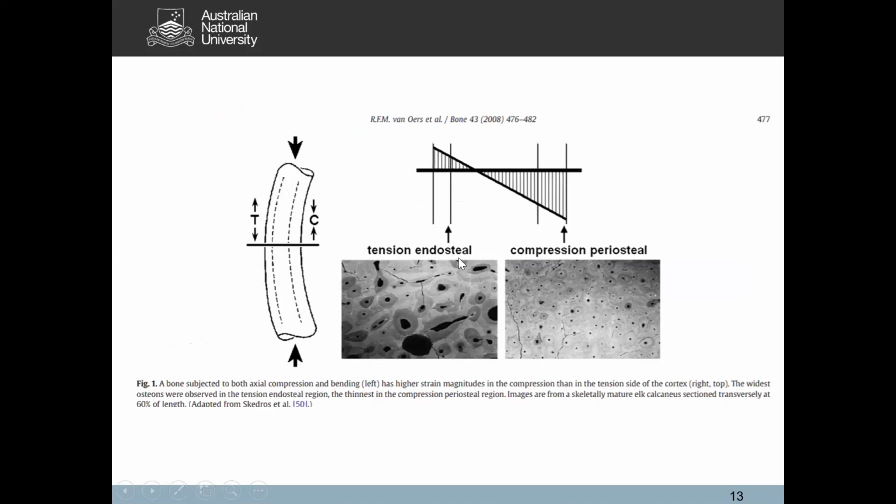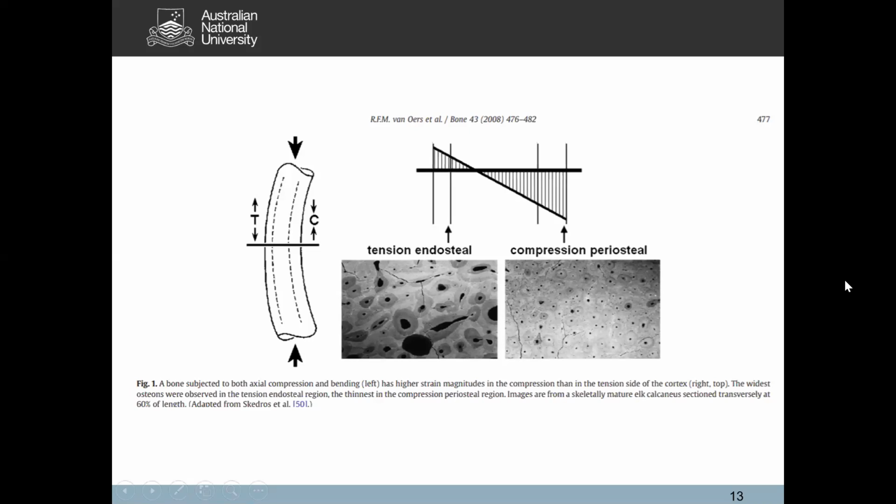So they've observed that endosteal sites that experience mainly tension actually tend to produce larger and wider secondary osteons compared to sites that mainly show compression. And this is from one individual, and you can already tell the huge difference in the size of the structures. Now, this is actually from an elk, just pointing that out.